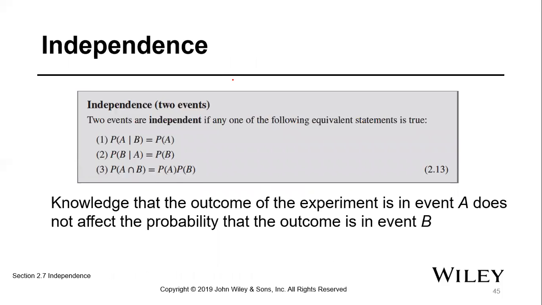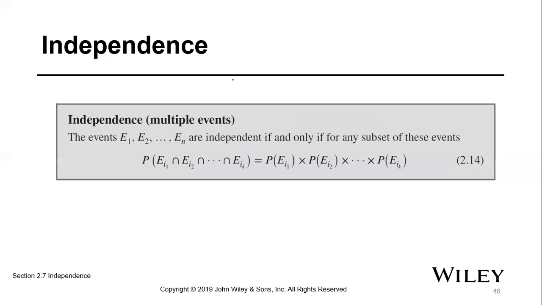So if you have two events and they're independent of each other, the probability of A given B is equal to the probability of A, the probability of B given A is equal to the probability of B, or the probability of A intersection B is equal to the probability of A times the probability of B. So I will, in the other video, show you how to actually calculate this in Excel. The knowledge of the outcome of the experiment in event A does not affect the probability of the outcome in B. And this is how you can mathematically show that.